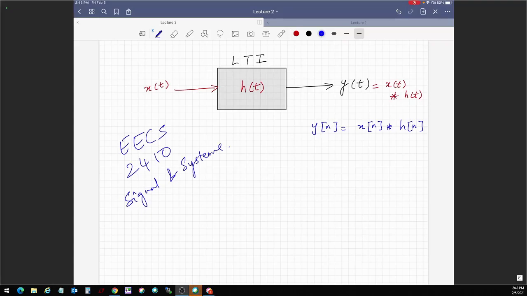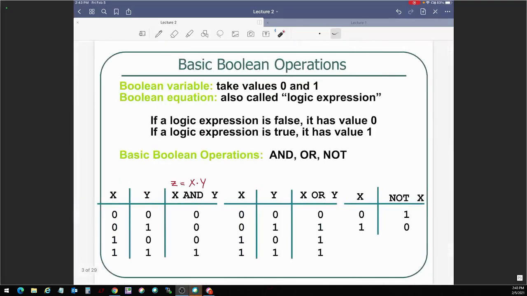All right, let's come back. So we are talking about the AND truth table, right? So let me write down what these are. These are truth tables.